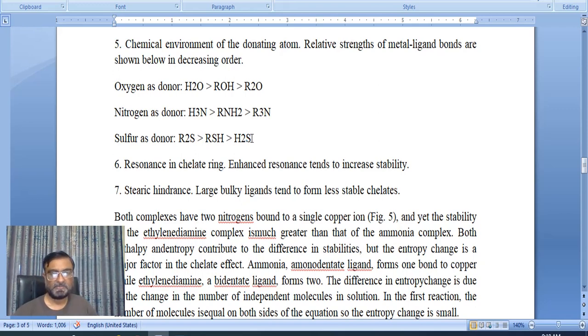Number 6, resonance in the chelating ring. Enhanced resonance tends to increase the stability. Then number 7, steric hindrance. Large bulky ligands tend to form less stable chelates.